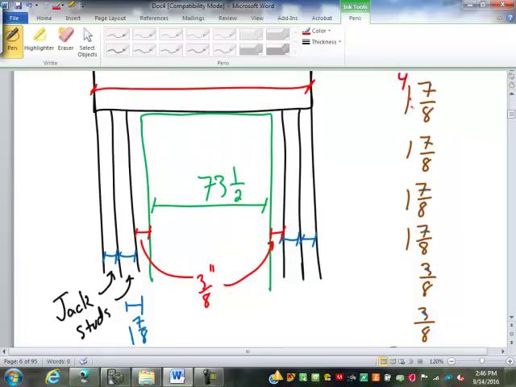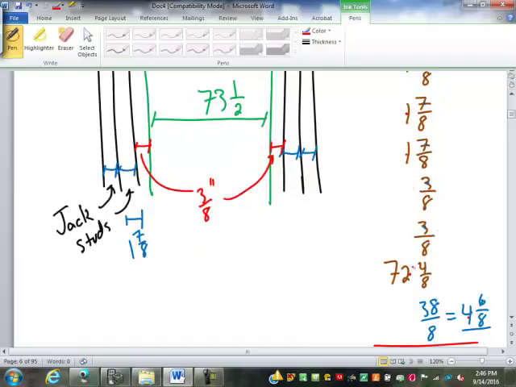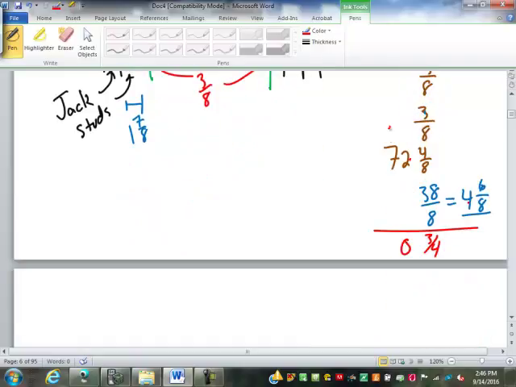4, 5, 6, 7, 8. Plus the 2 is 10. So 0, carry the 1. 1 and 7 makes 8. 80 and 3/4 inches. How many of you had that one? Okay, that one's a little bit tougher.